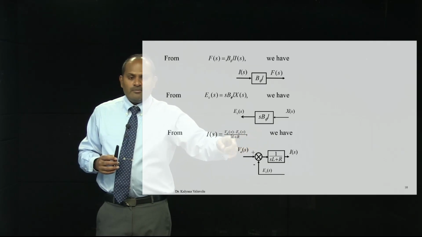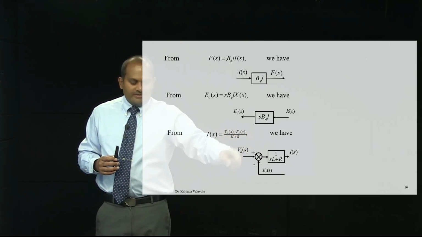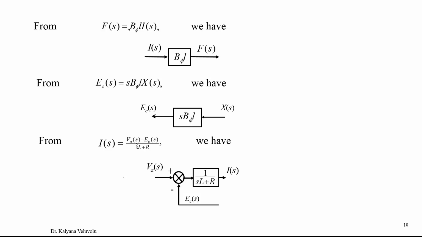Now the current I is equal to (Va minus Ec of s) by (sL plus R). So how do we write it in the block diagram? Va minus Ec. You have to use a comparator: Va of s is the input, Ec is coming here as minus, so that goes into the comparator. The output is 1 by (sL plus R), and the output will be I of s. So this is where we can formulate it.